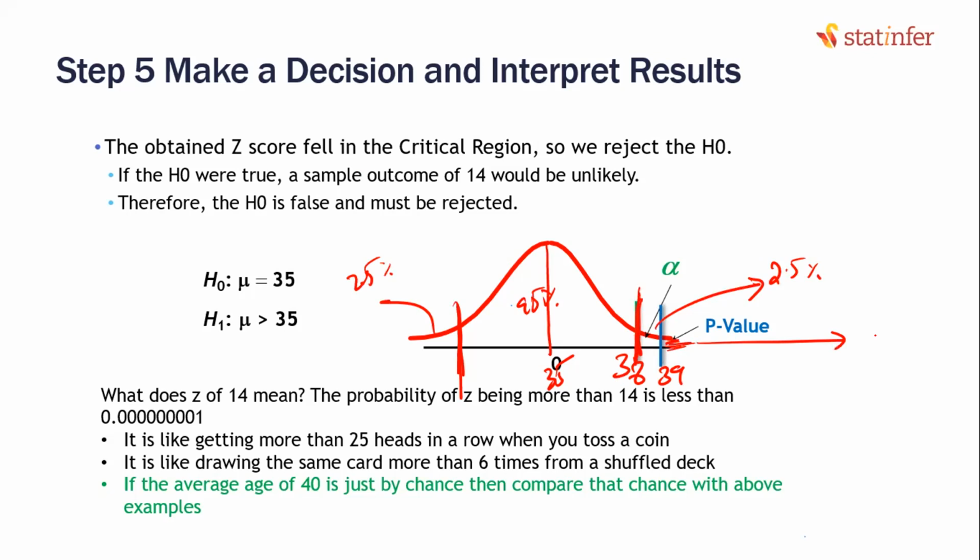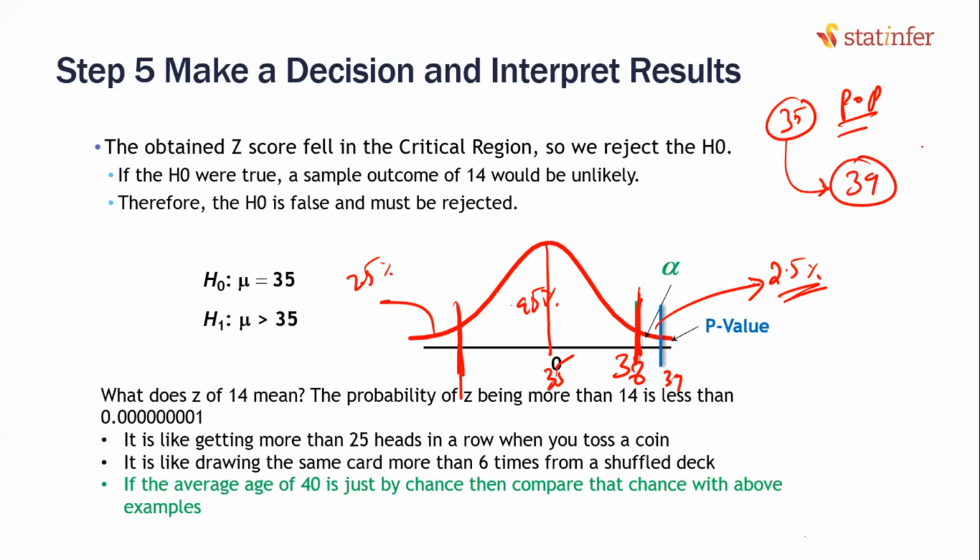If the sample statistic falls here, then the P value will be much lesser than that. So, the probability of having 39 or more. Is it possible? 35 is the population average. Is it possible to have a sample of 39 average age? Is it possible theoretically? Yes, theoretically possible. But what is the probability of it happening? Very less, isn't it?